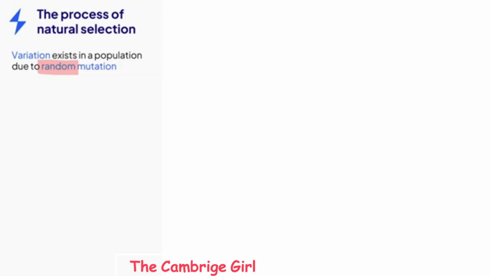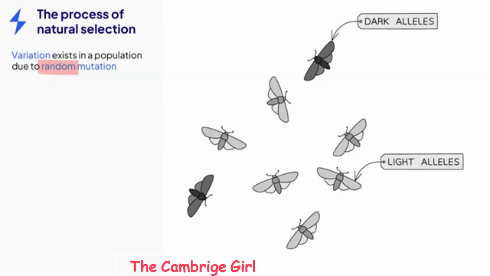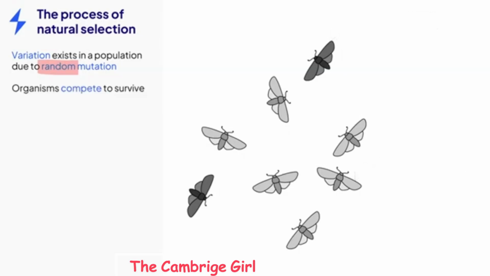For example, in this moth population, some moths have alleles which code for light colour, while some have undergone random mutation to gain alleles which code for dark colour. The moth population is subject to pressures in the environment, which means that they must compete for survival. For example, there may be predators, such as birds, that will prey on moths.